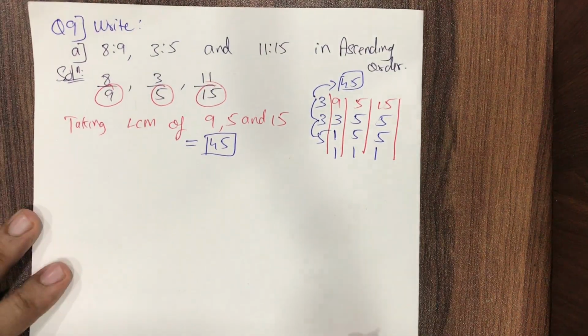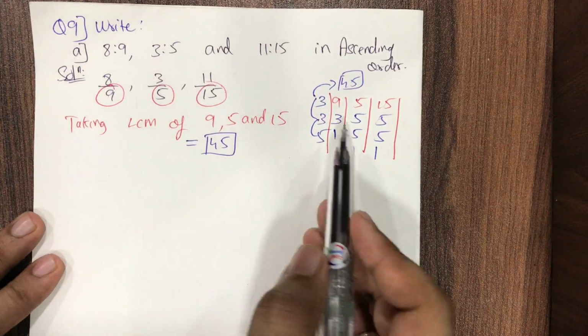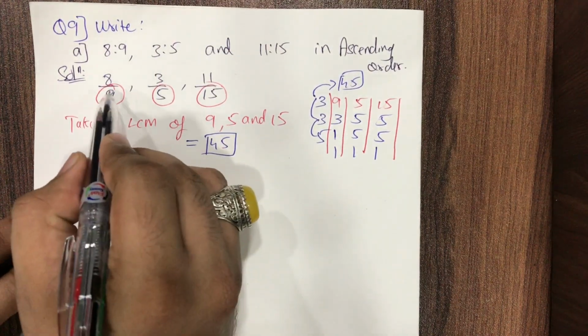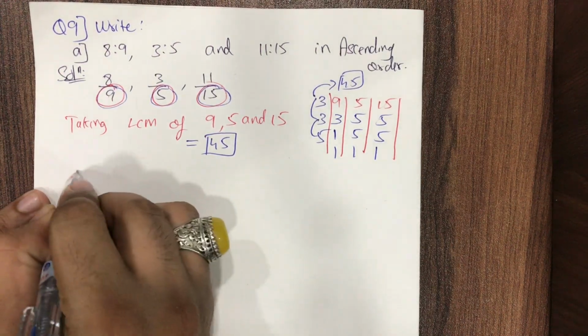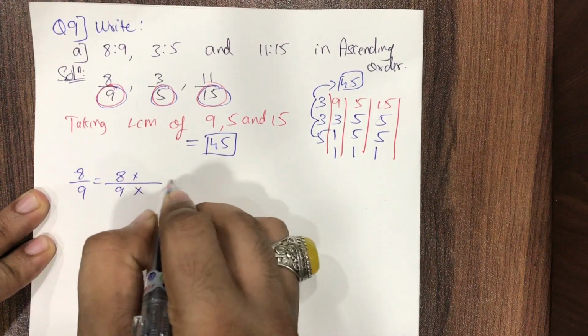Okay, so 45 is the LCM. What do we mean by the LCM of 9, 5, 15 being 45? That means now we will convert each denominator to 45. Now please see how to do it. First I'll copy 8 upon 9 is equal to 8 upon 9 multiplied by blank.